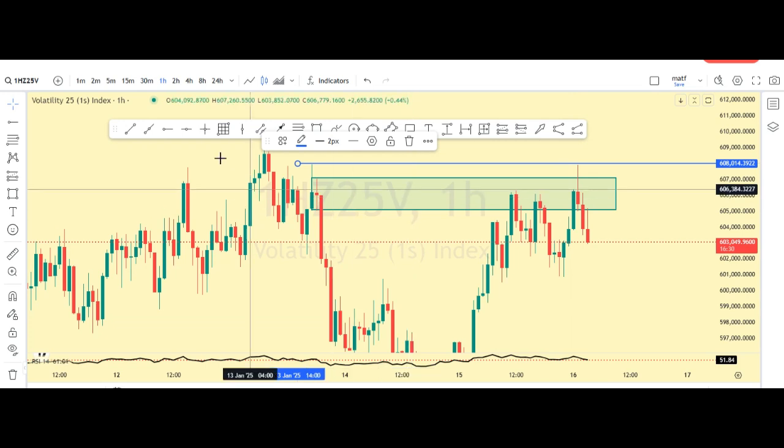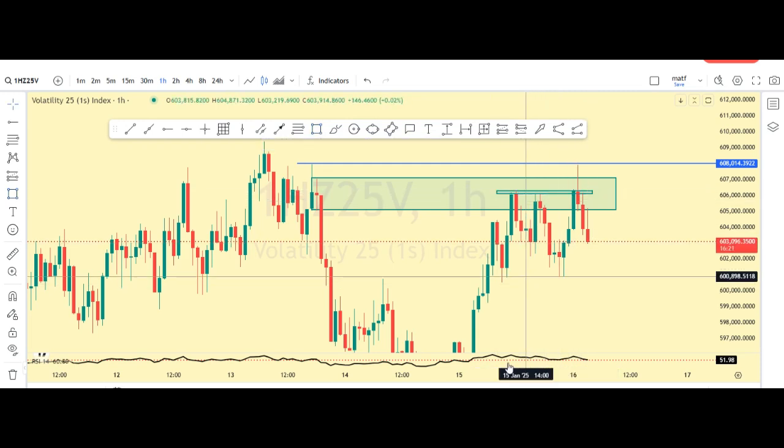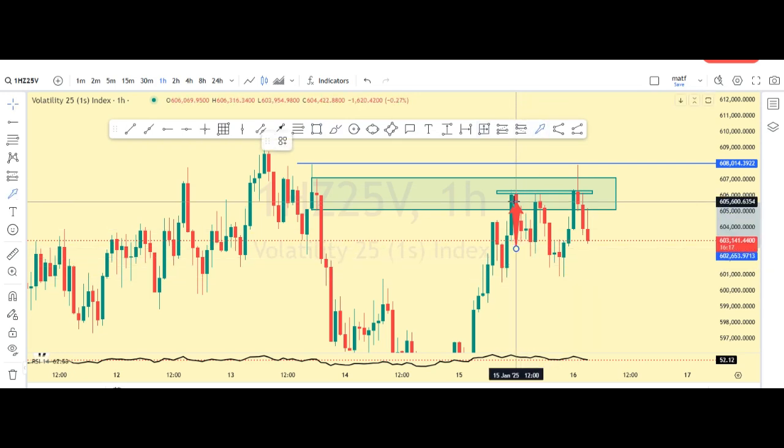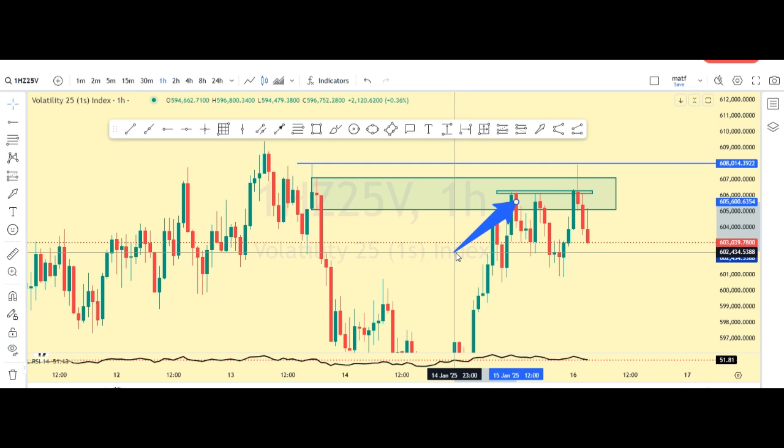It has already activated and it's selling right now. Because as you can see, if you look closely, this is a level the price has been trying to break through. This is our first touch here. The price came here and it was activated here. This is the first touch activated.